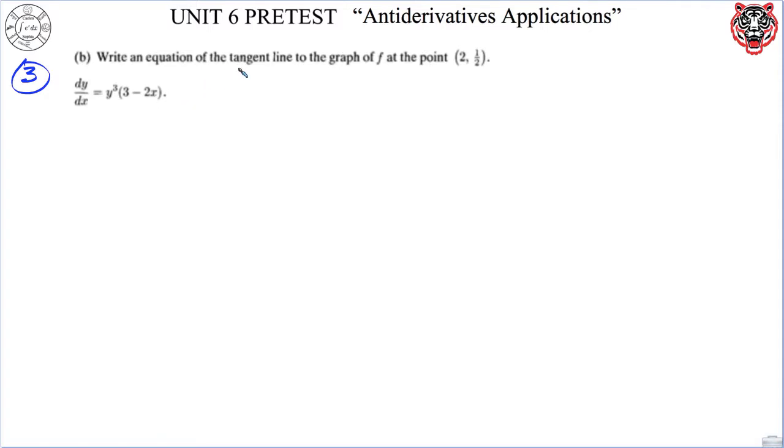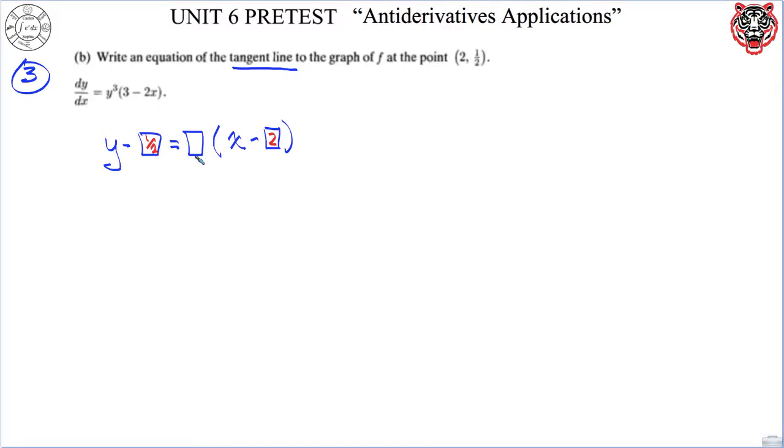So we need an equation of the line tangent. Tangent line means we're using y minus the y coordinate is equal to the slope times x minus the x coordinate, and we're filling in. We already know what point we're doing. We're doing (2, 1/2), so I can write those in here. x is 2, y is 1/2.